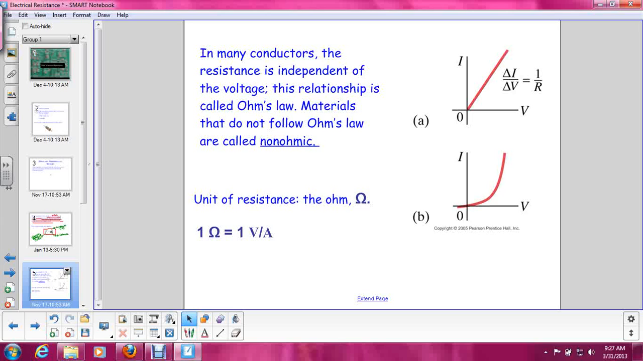This happens in conductors, and in many conductors, the resistance doesn't depend on how much voltage we have. So it doesn't matter if you plug your resistor into a AA battery or a car battery. It will always have the same amount of resistance because resistance is a property of whatever material you have. So we know that copper is a much better conductor than rubber. And that has to do with the amount of resistance to the flow of electricity through it.